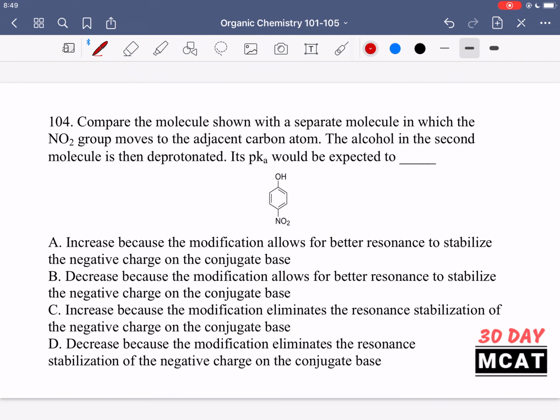In question 104, it says compare the molecule shown with a separate molecule in which the NO2 group moves to the adjacent carbon atom. The alcohol in the second molecule is then deprotonated. Its pKa would be expected to blank. So compare its pKa to this given molecule. So we have the molecule shown, and then we have a separate molecule, and the NO2 group moves to the adjacent carbon atom. Alcohol deprotonated, tell me about its pKa.